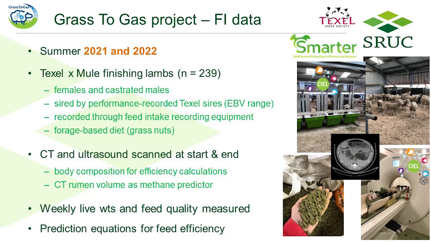That's what we're interested in for the RFI calculations, because some of the early work with sheep in particular had suggested that maybe you don't see a big enough change in body composition across the 6 week period that we're testing them when we're measuring it by ultrasound. So we wanted to test CT scanning, where you can get a much more accurate prediction of total body fat and muscle. And we're also measuring rumen volumes with the CT as a methane predictor as part of that wider project.